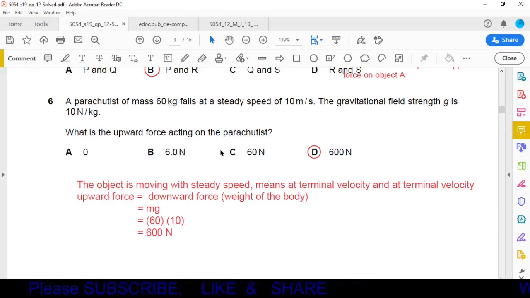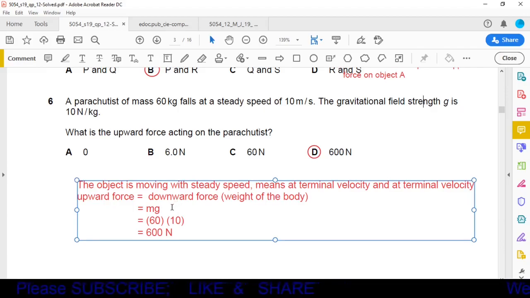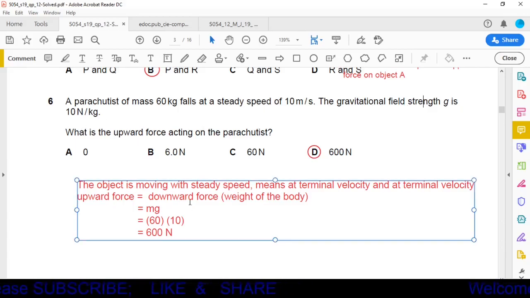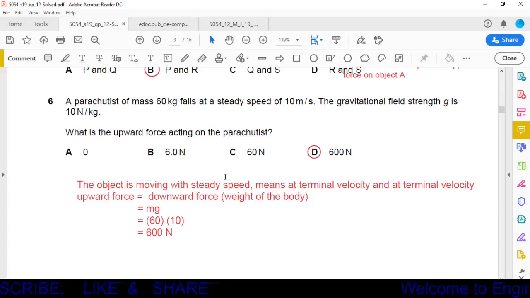Now weight is given as mass into gravitational field strength. Mass is given 60 kg. Gravitational field strength is given 10 Newton per kg. So we have to multiply these two values and we got the answer 600 Newton. So we can say the downward force or weight of the object is 600 Newton. Since the object is in terminal velocity and he is moving at steady speed, so we can say this downward force will also be equal to upward force. So our correct option is option D. Upward force is equal to 600 Newton.